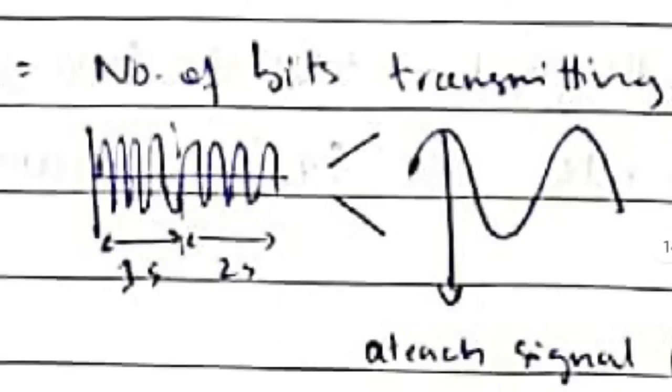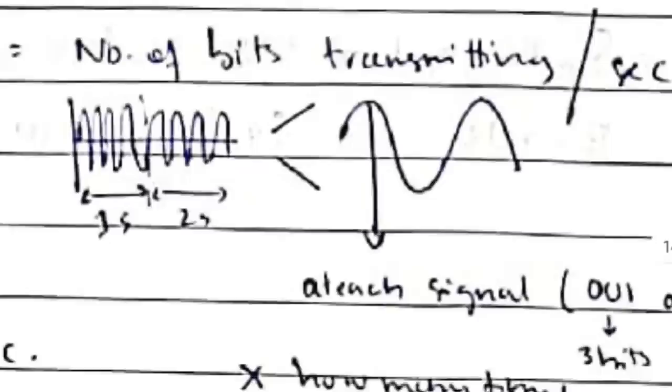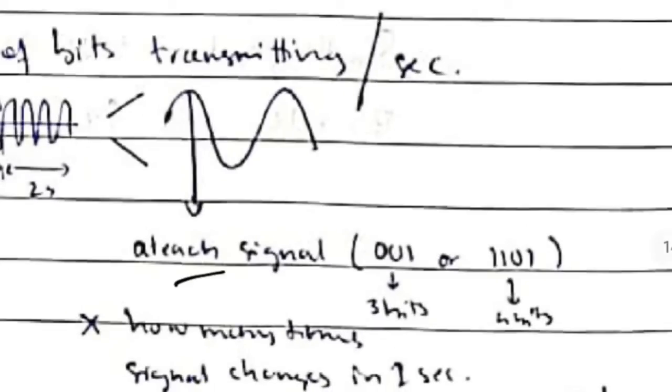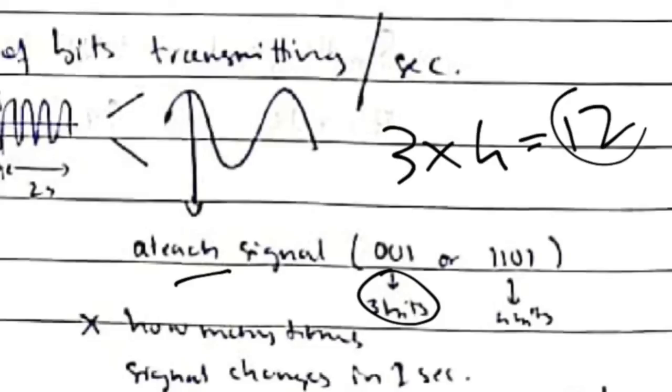See here, this is the wave, and we need to calculate the total number of bits. How many signals are there? First calculate that. In this case 4 signals are there, and in each signal how many bits are transmitted? Suppose that at each signal 3 bits are transmitted, and there are 4 signals. So 3 into 4 will give me the total number of bits transmitted, which is 12.